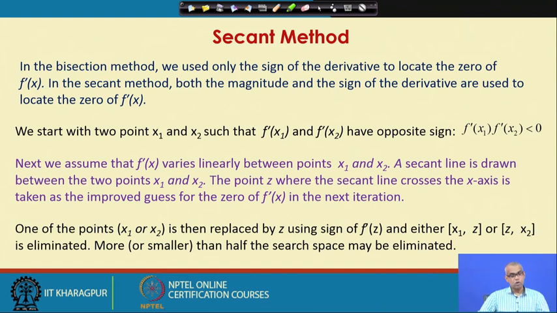One of the points x 1 or x 2 is then replaced by z using the sign of f prime z, and either x 1 z or z x 2 is eliminated. We can do this the same way we have done it in the bisection method. It may be noted here that more than half the search space or smaller than half the search space may be eliminated at a particular iteration.